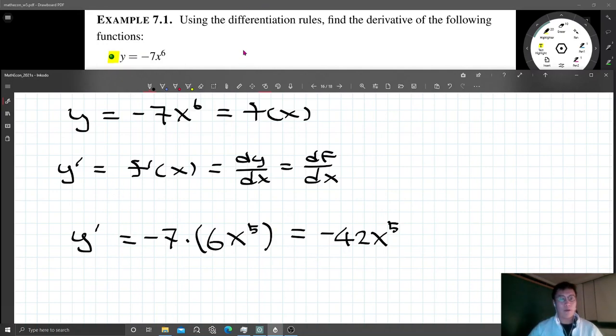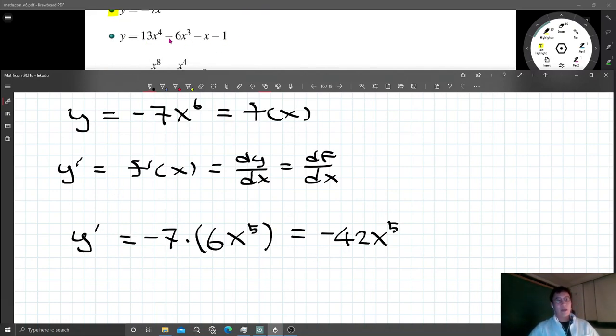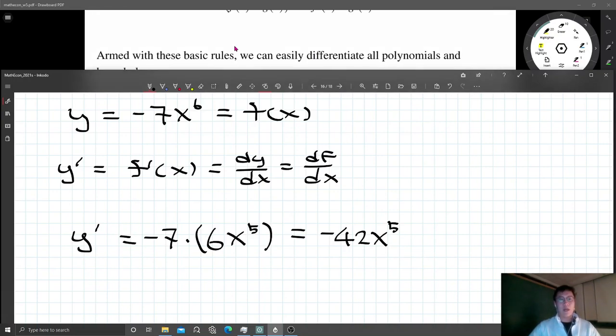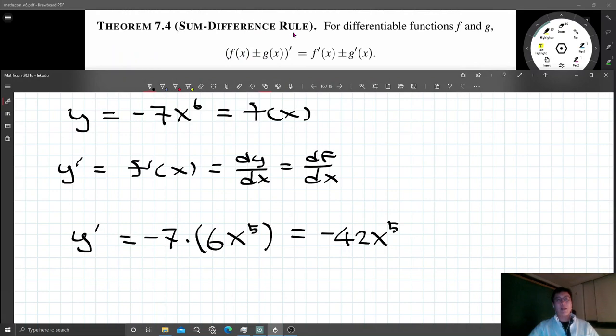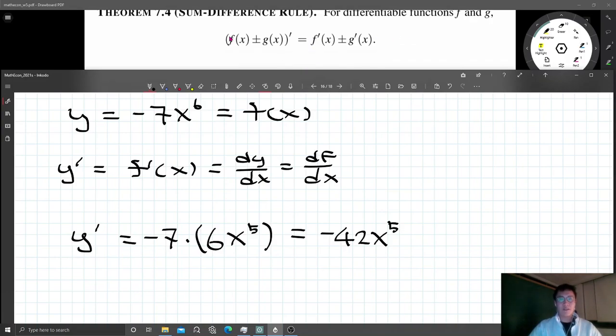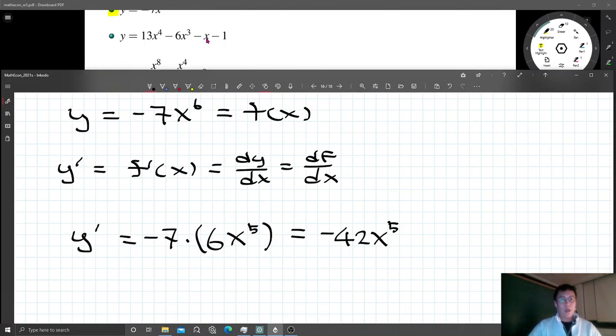Okay? And let me do one more example. The second is a difference between several functions, but we know by the fourth rule that the derivative of a difference is going to be the difference between derivatives. So using this, we can just take each term in this expression to find the derivative. Okay?